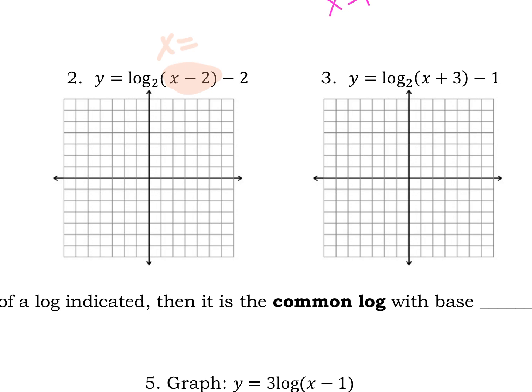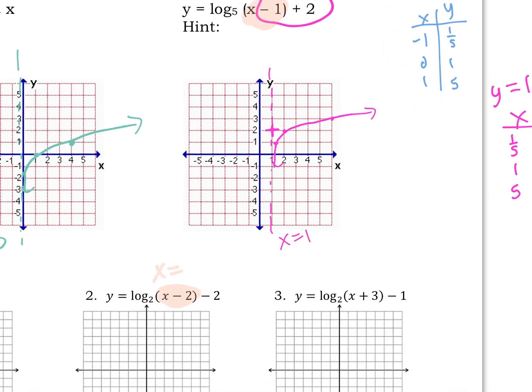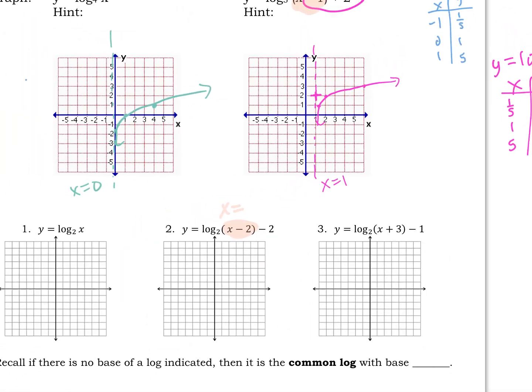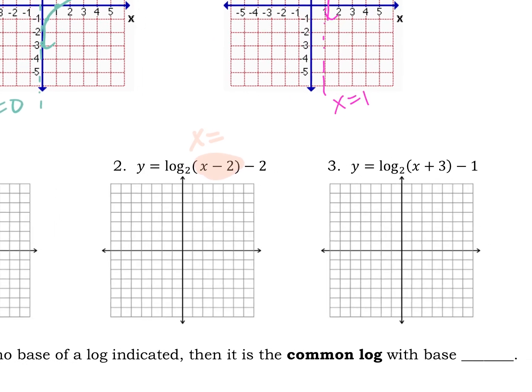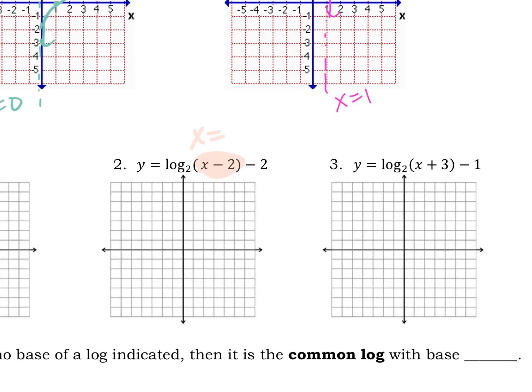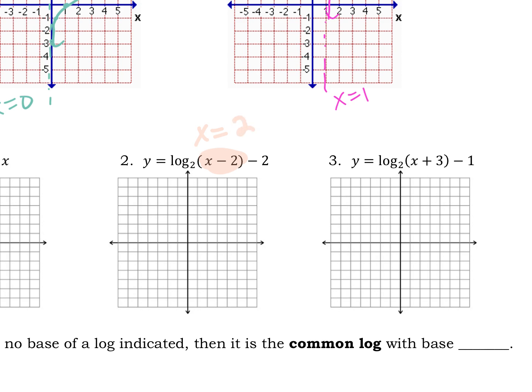Careful. We're switching the sign, right? Let's go back and look. On this one, we went right 1. We had x minus 1 in the parentheses, but our asymptote ended up being at x equals 1. So if we have x minus 2 there in that parentheses, what's our asymptote going to be? Positive 2, so x equals 2.